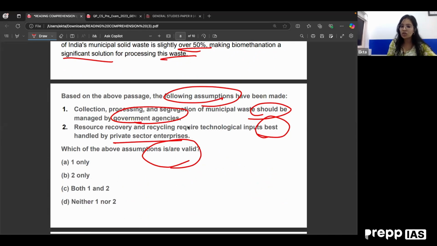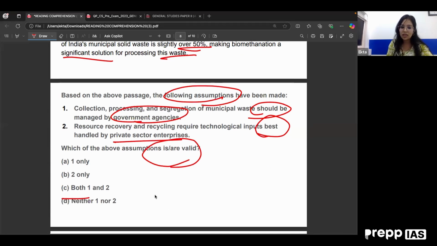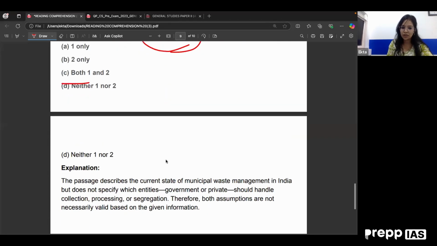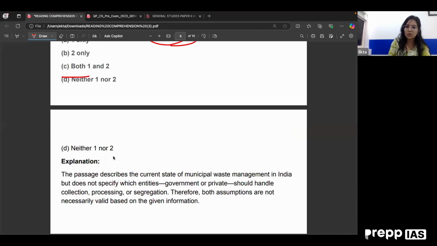So these two assumptions are not supporting the main passage or the main argument. That's why the answer is D, neither one nor two. Right? The answer is D, neither one nor two. Yes, a lot of you were correct. Yes, Yogita?